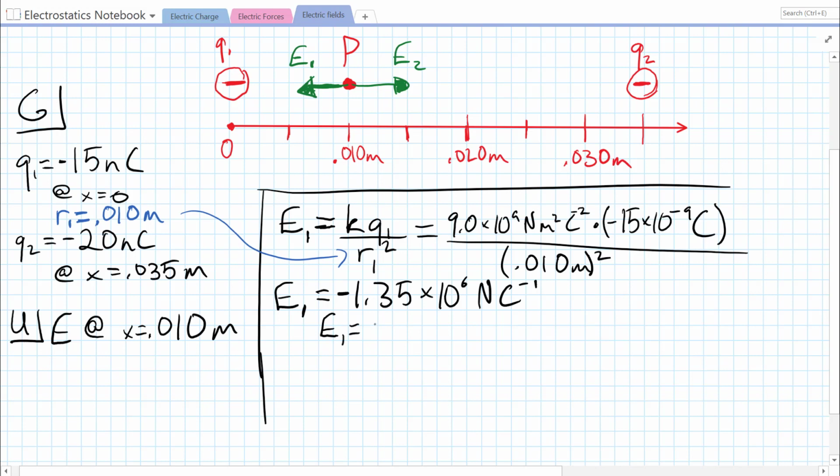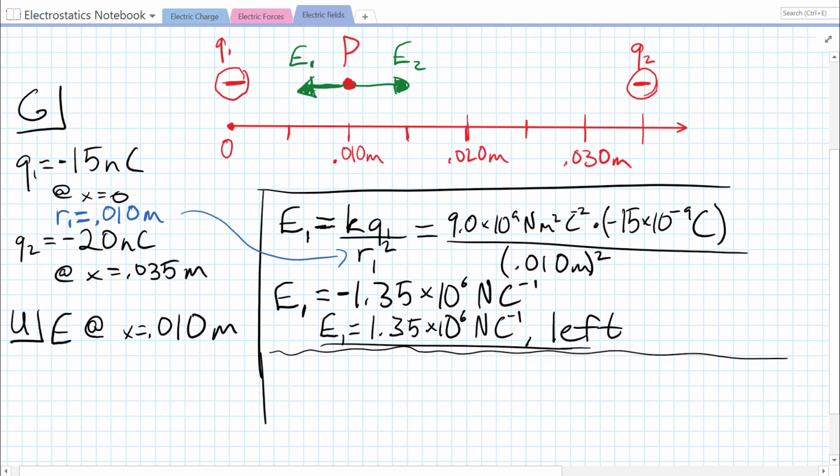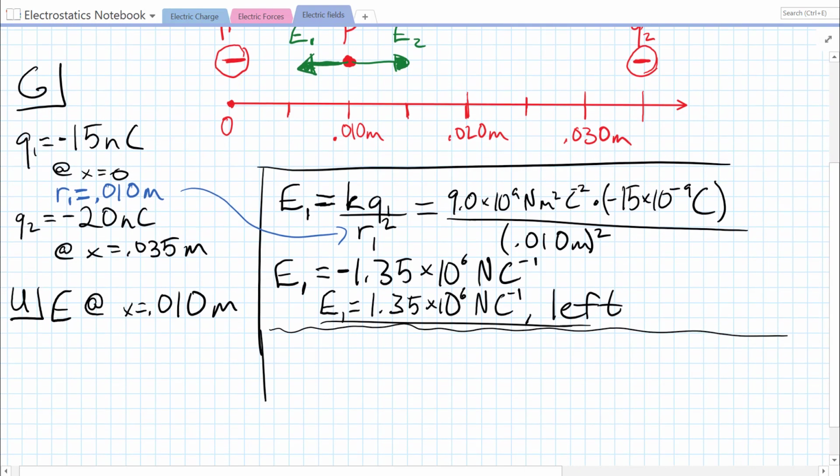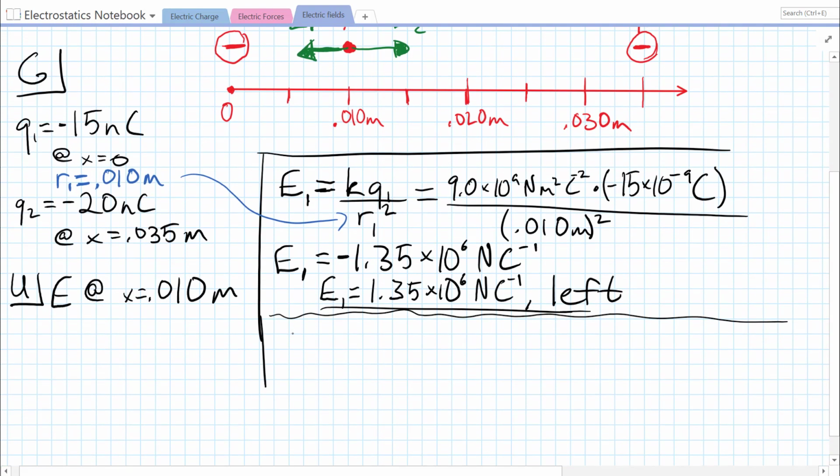I'm just going to write the magnitude, 1.35 times 10 to the 6 newtons per coulomb. And I'm going to write the direction in words so it's not confusing. It's pointing to the left. And let's just underline that so we know that we're going to come back to that later. We're going to have to do the same thing to find E2. It's even going to be the same equation.